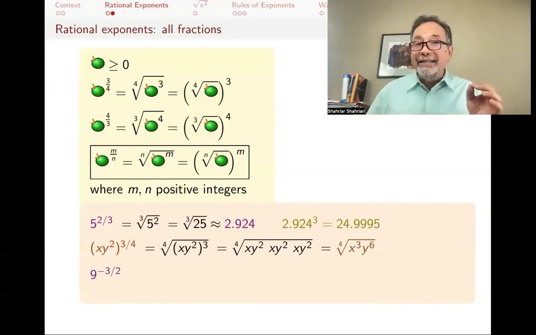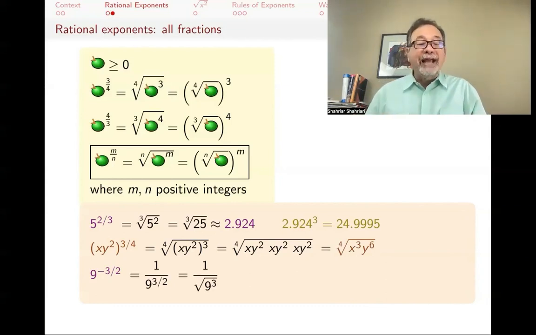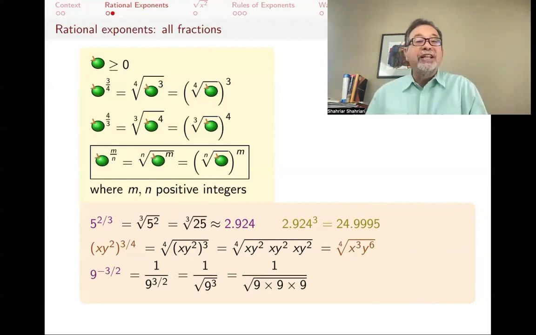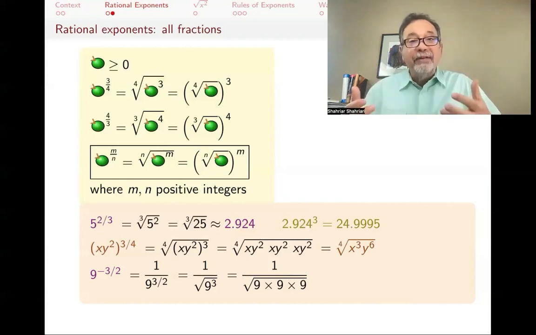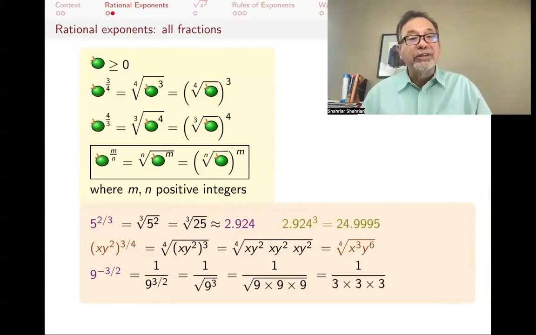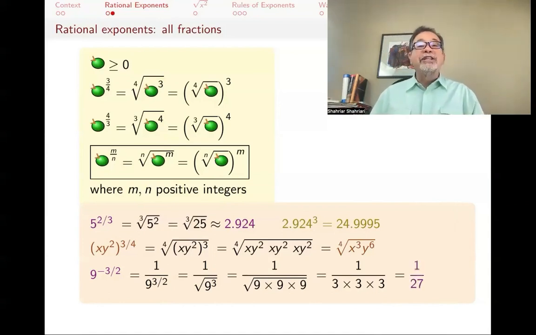What's 9 to the minus 3/2? Because of that minus, we first have to write that as 1 over 9 to the 3/2. 9 to the 3/2 means square root of 9 cubed. So it's 1 over square root of 9 cubed. What is that? It's a number that if you multiply it by itself, you get 9 times 9 times 9. Well, that's 3 times 3 times 3, because if you multiply that by itself, you get 9 times 9 times 9. So 9 to the minus 3/2 is another name for 1 over 27.